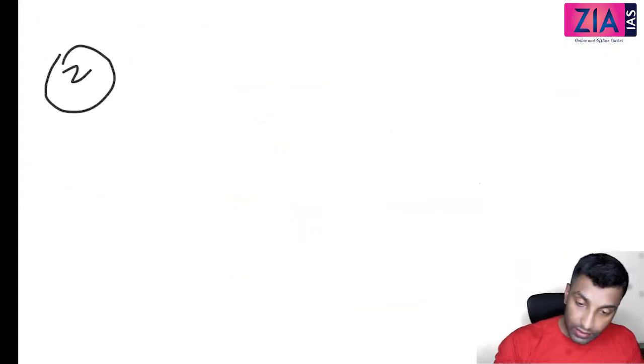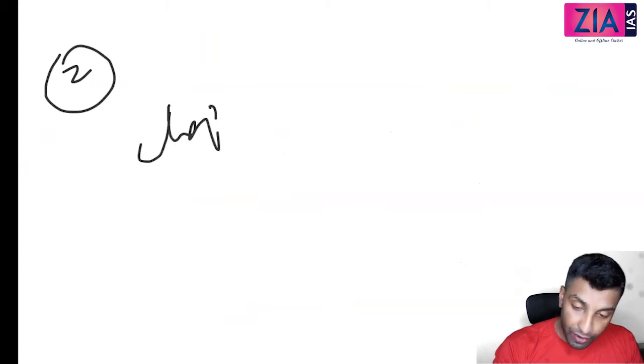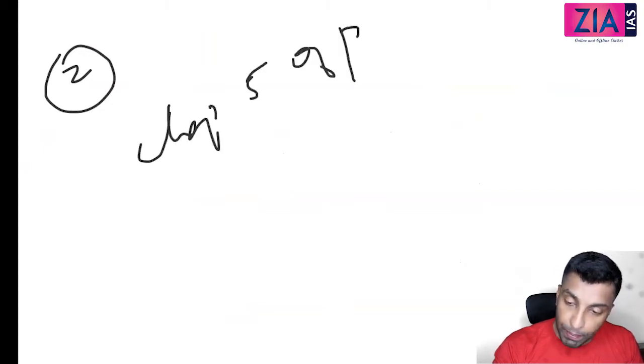What is the second one? Similarly, the judiciary at the state level, like chapter 5 of part 6.